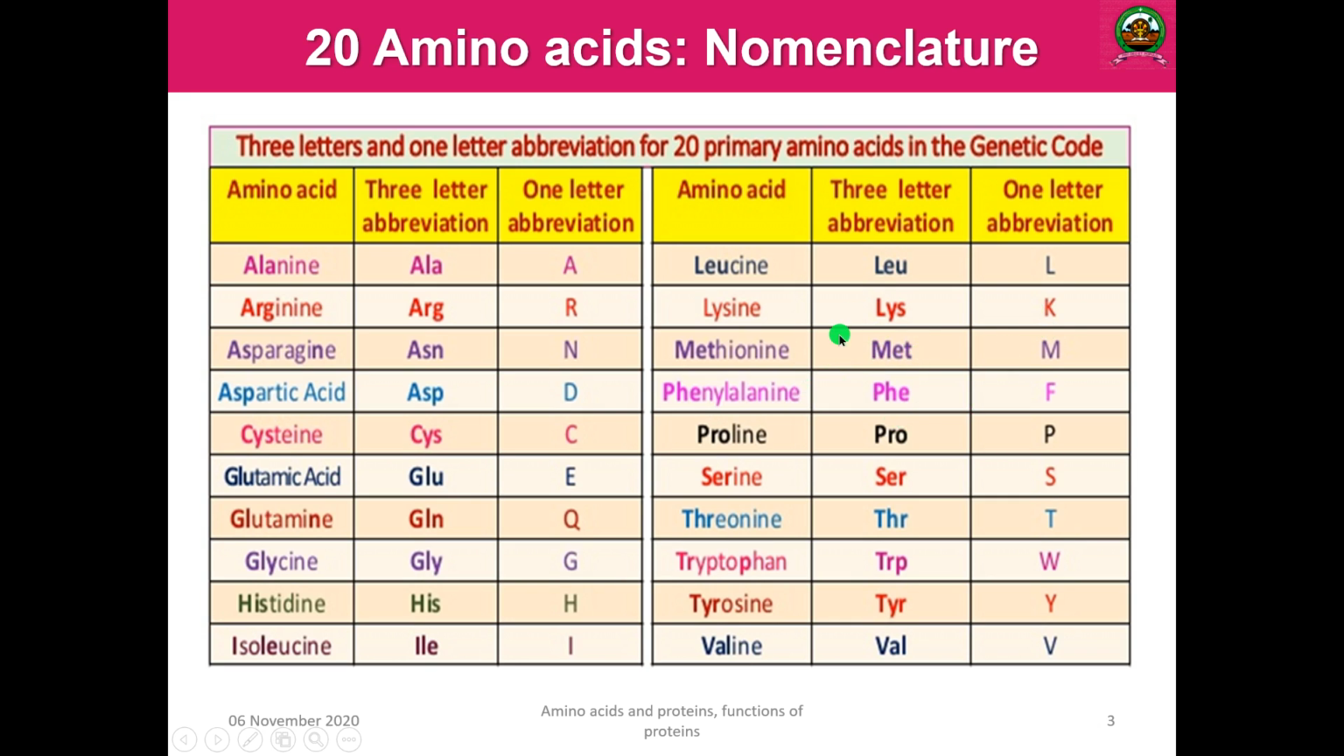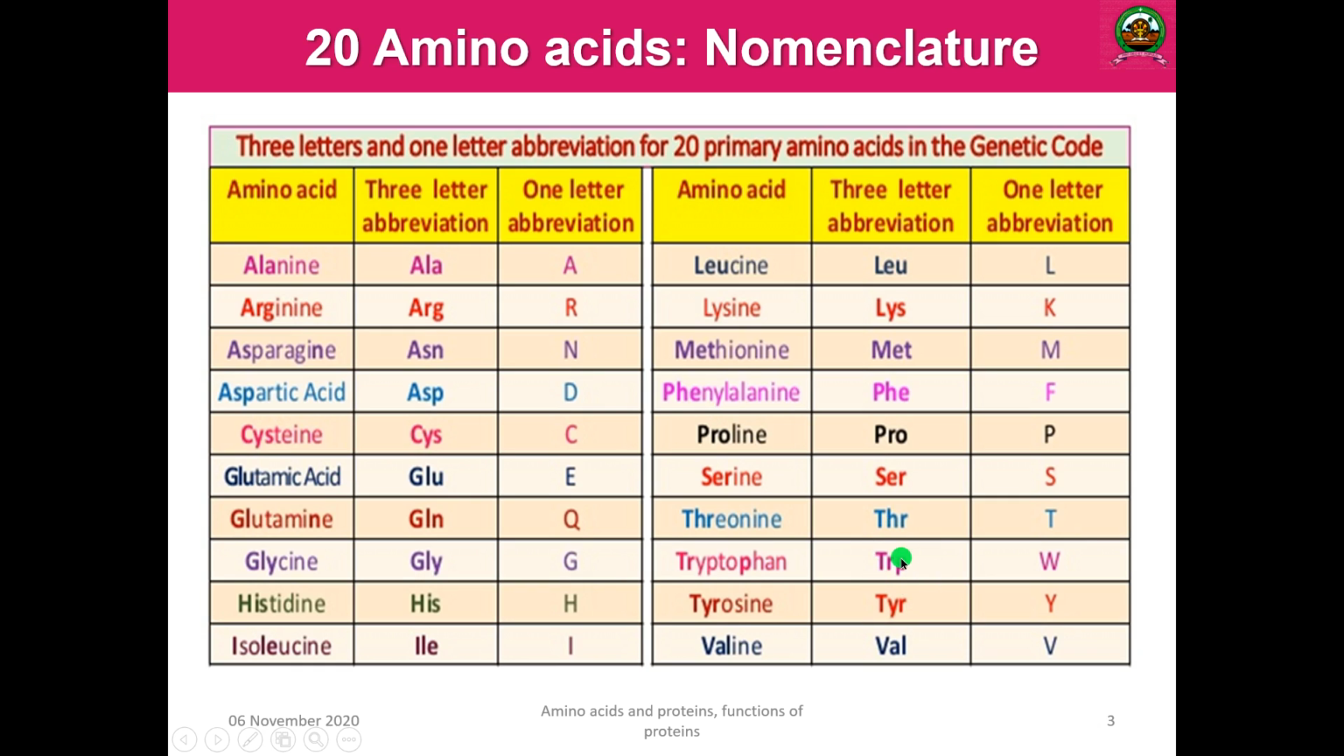Methionine, MET is the 3-letter code, and M is the single letter code. Phenylalanine, PHE is the 3-letter code, and F is the single letter code. Proline, PRO is the 3-letter code, and P is the single letter code. Serine, SER is the 3-letter code, and S is the single letter code. And threonine, THR is the 3-letter code, and T is the single letter code.